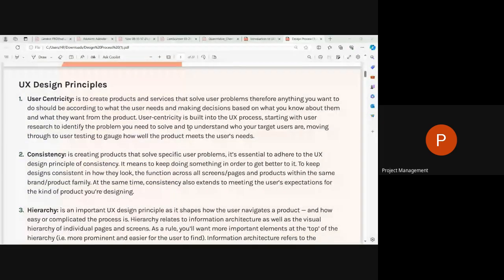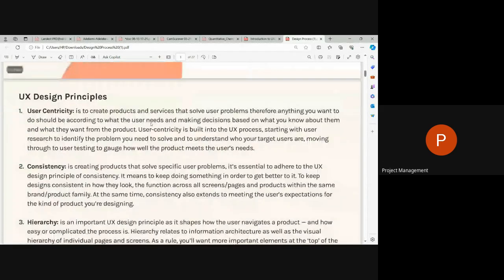I want us to quickly talk on UX design principles and UX laws. We have some principles that we have to implement when we are doing our user experience design. So we have some principles we have to incorporate.